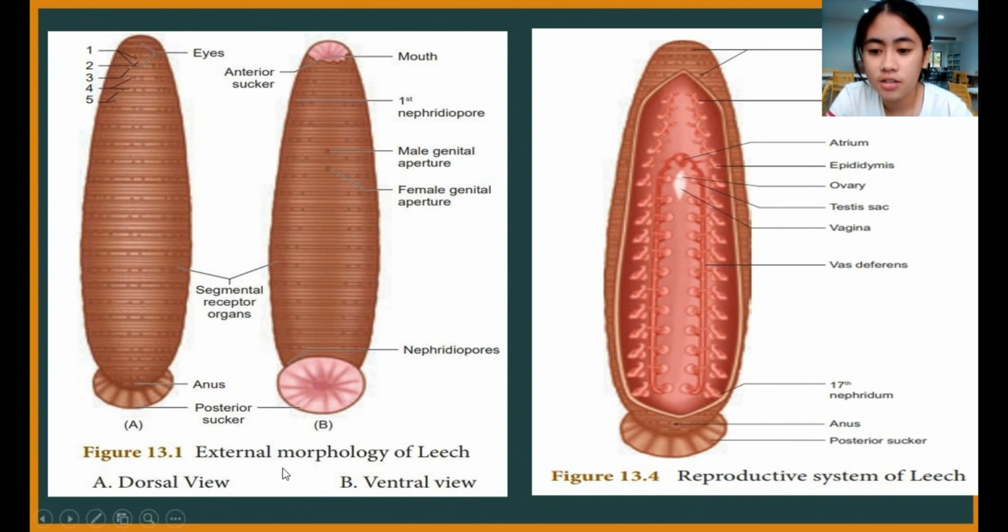So this is the external morphology of the leech. This one is the dorsal view and the ventral view. In the dorsal view, they have the eyes located here, segmental receptor organs here, and of course the anus and posterior sucker. In the ventral view, they have the anterior sucker, located at the mouth. Then the first nephridiopore, and here the male genital aperture, the female genital aperture located here, and the nephridiopores.